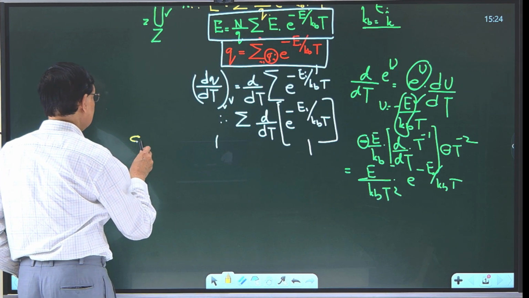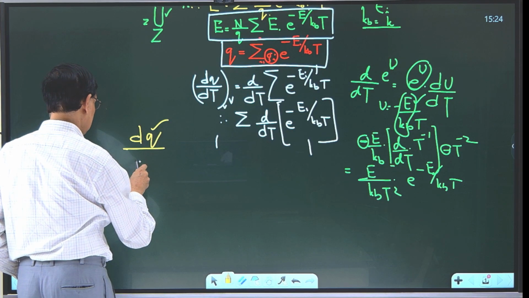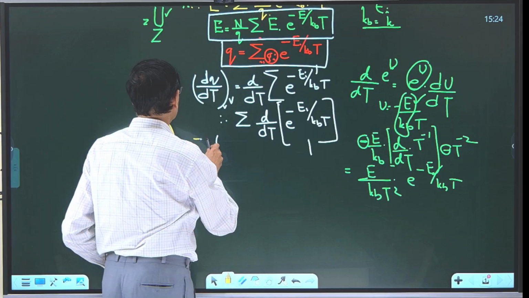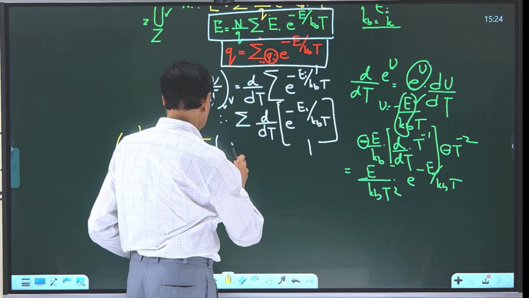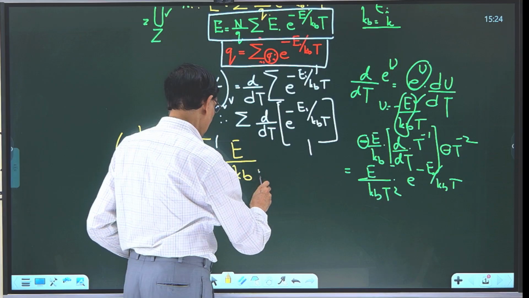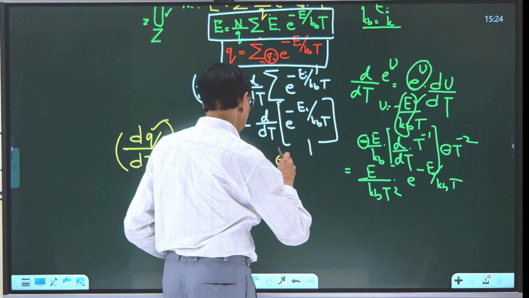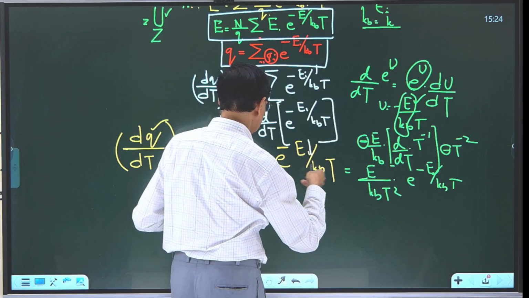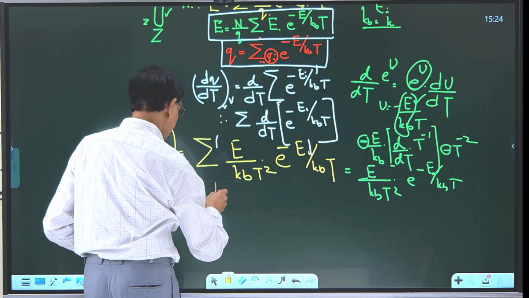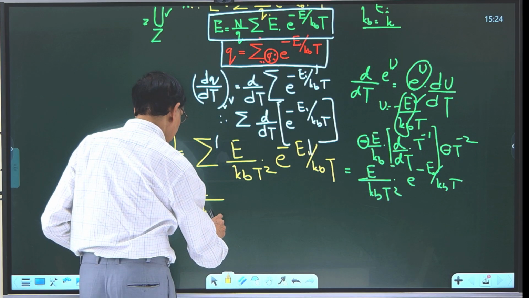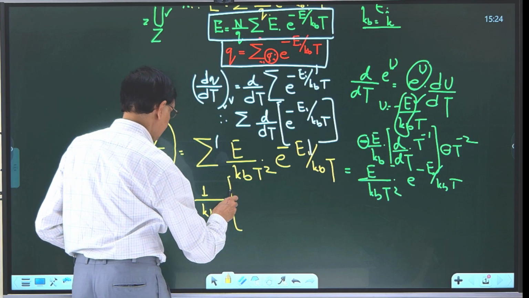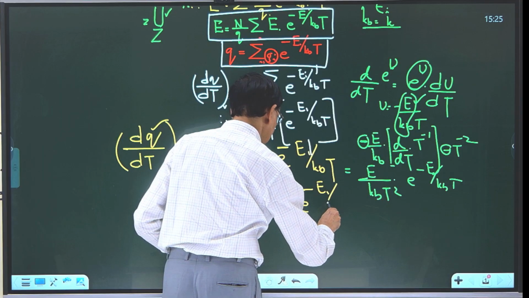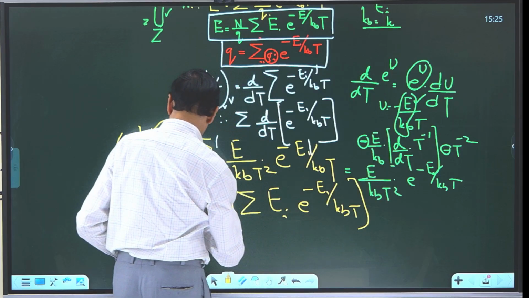So here we write dQ by dT at constant V, using the partition function. The summation is also there, so summation E by kBT squared, exponential minus Ei by kBT. Or, again it is a constant, so 1 by kBT squared, summation E exponential minus Ei divided by kBT, at constant volume.